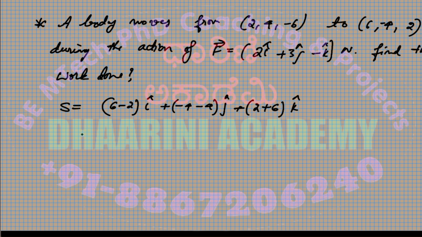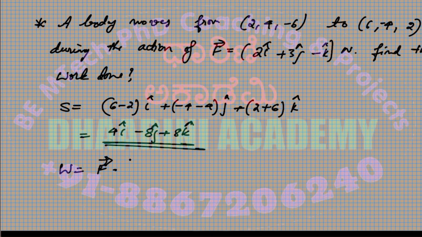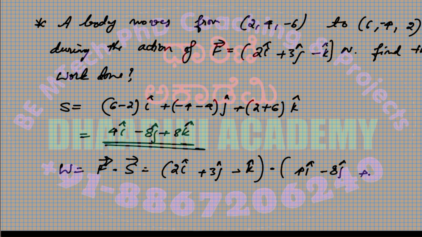Okay, so S becomes equal to 4 i cap minus 8 j cap plus 8 k cap. So this is a displacement vector. Now work done is equal to the force vector dot product with this. So write the force, that is 2 i cap plus 3 j cap minus k cap, dot 4 i cap minus 8 j cap plus 8 k cap.